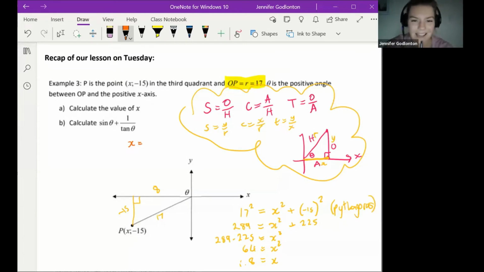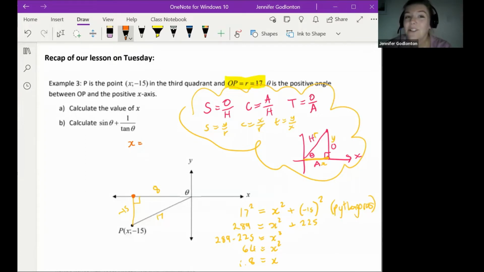Now we're going to look at that x. We know through Pythagoras that we got that x is 8. But I want you to have a look at the Cartesian plane and tell me if I'm at that orange dot, is that 8 going to be positive or is that 8 going to be negative? Yes, it's going to be negative 8.